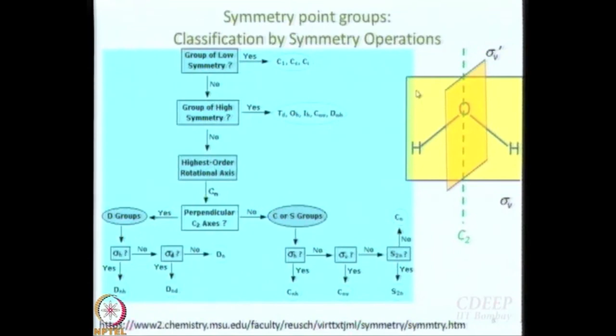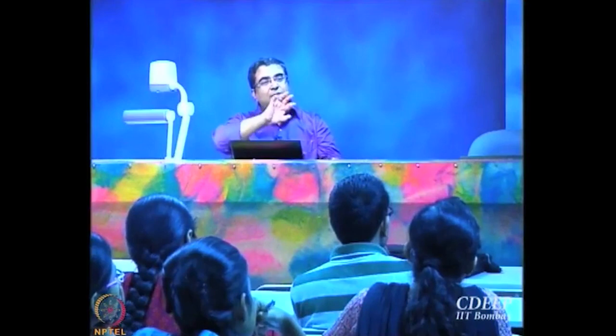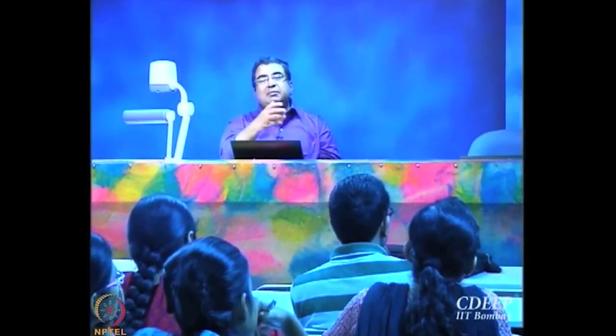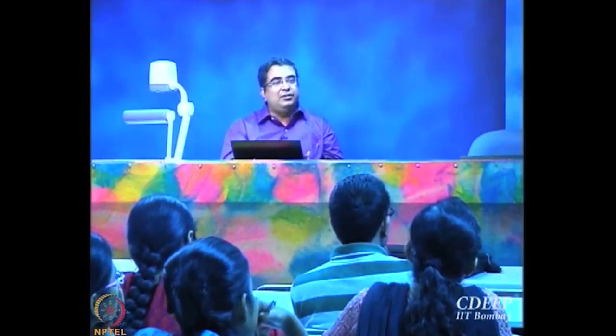Let us call this atom A, let us call this atom B. If you apply a sigma v, reflection with respect to sigma v, then HA and HB remain in their place, right? Only the upper lobe of HA goes below the plane, the lower lobe of HA comes above the plane. Same is true for B. Are we okay with that?